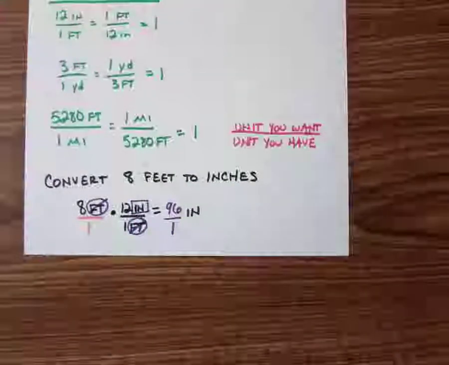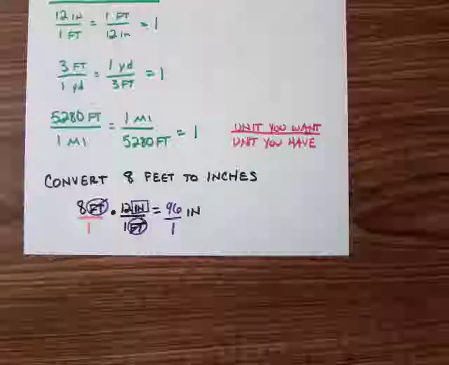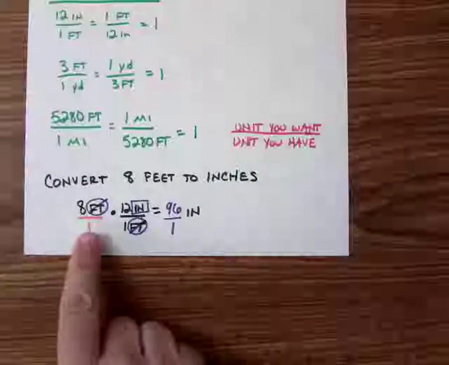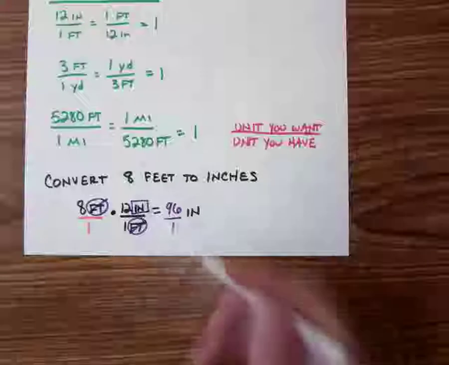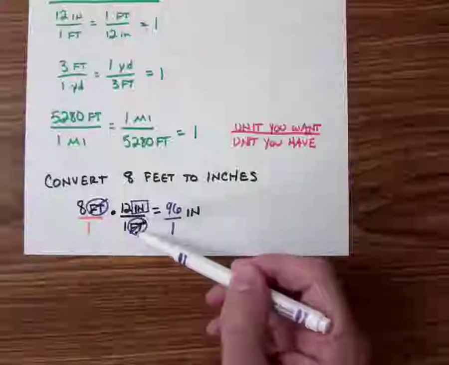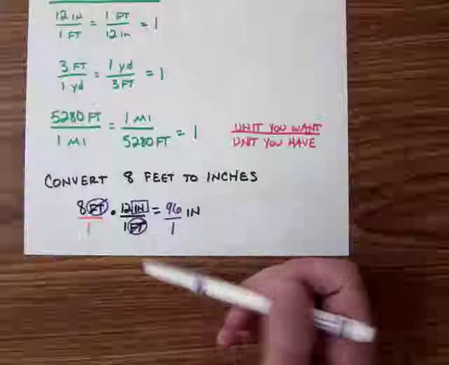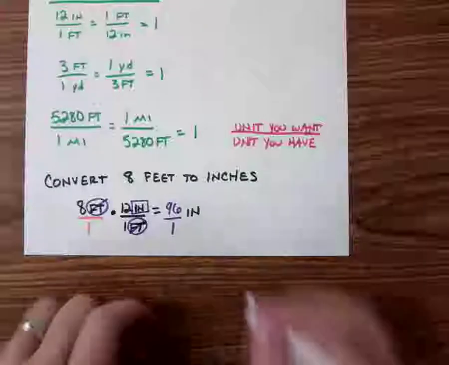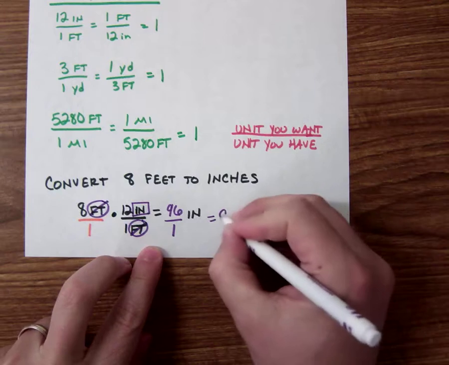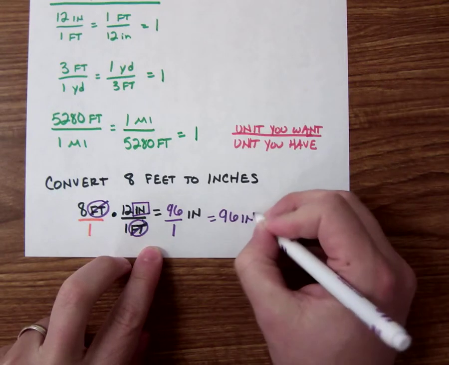The reason it cancels out, I probably shouldn't say cancels out, that's not good math terminology. It's because, as we said right at the beginning, anything divided by itself is 1. So feet divided by feet is 1. So it's not like it's canceling out, it's turning into a 1. Having it multiplied by 1 in the problem doesn't change anything. So my answer is 96 over 1 inches, which of course I can reduce to just 96 inches.